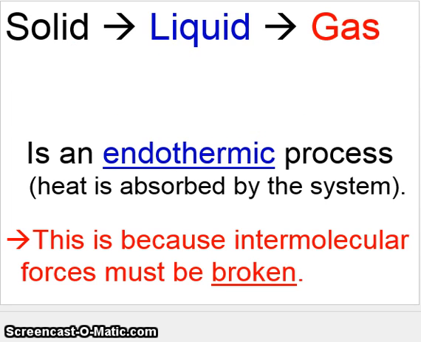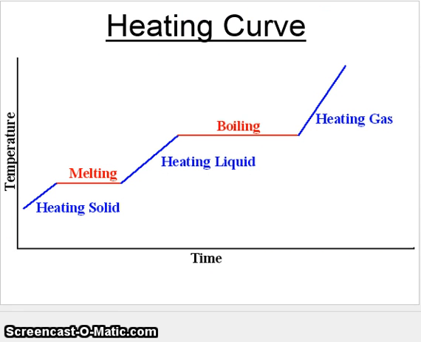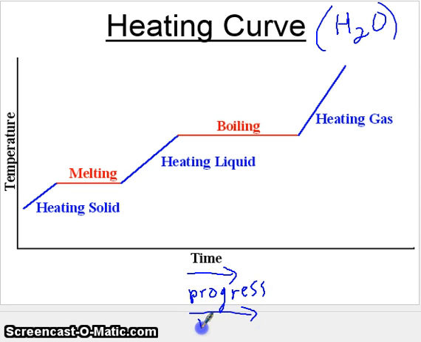Now there's a special graph that actually summarizes the whole process. It's called the heating curve, and the heating curve can be constructed for any substance. We'll say this is the heating curve for water. And what will happen is we will plot on the x-axis time, or sometimes progress. Sometimes it can actually say heat. That's also a possibility. And on the y-axis we plot temperature.